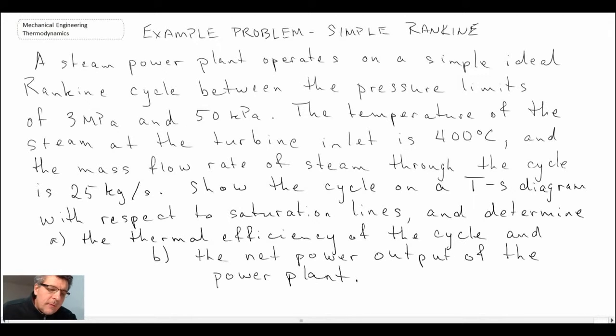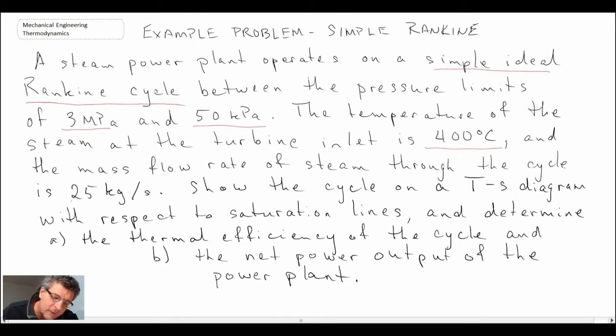So there's our problem statement. What we're dealing with is a simple ideal Rankine cycle, operating between the pressure limits, the boiler pressure at 3 MPa and down to the condenser pressure of 50 kPa. We're told that the steam at the inlet to the turbine is at 400 degrees C, so that would correspond to the 3 MPa boiler pressure.